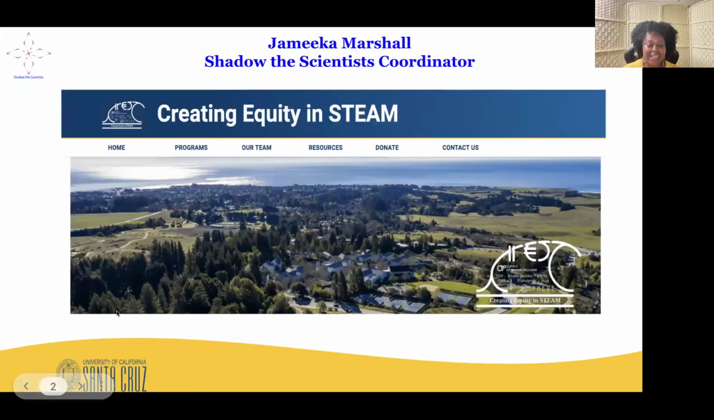Shadow the Scientist is an initiative housed under the Creating Equity in STEAM umbrella of programs offered by a team at the University of California, Santa Cruz.